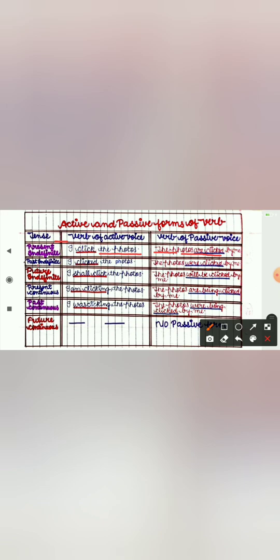Second tense is past indefinite tense, and the sentence of past indefinite tense of active voice will be I clicked the photos. Second form of verb will be there, and when we have to change this sentence into passive voice, the helping verb will be was, were according to the subject. So here the subject is plural again, that's why I have used were here. The photos were clicked by me. If it is the photo, it will be the photo was clicked by me, and main verb will be third form of verb. So when we change a sentence of past indefinite tense into passive voice, the helping verb will be was and were according to the subject.